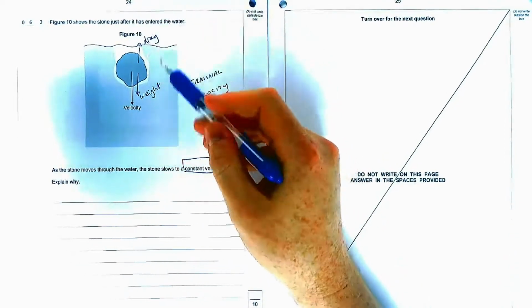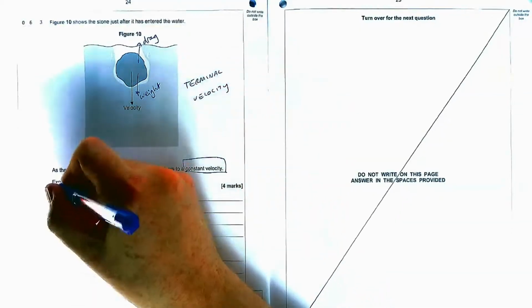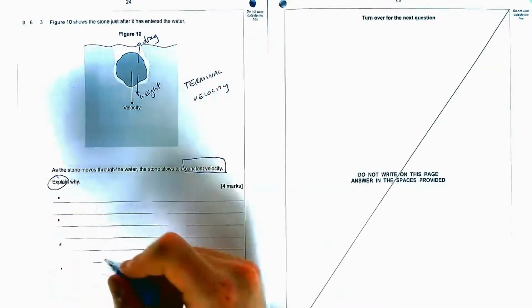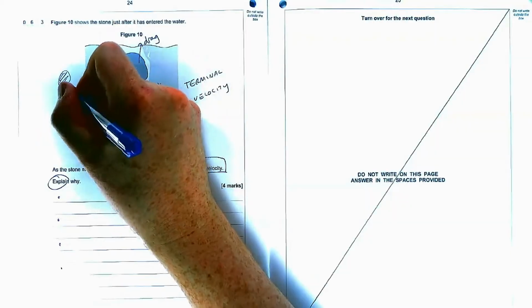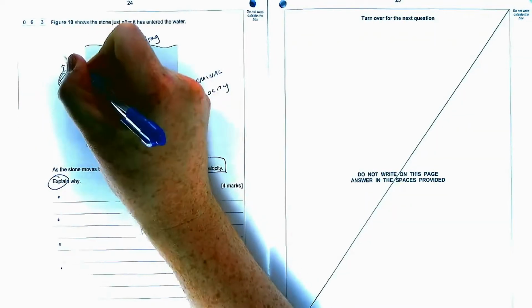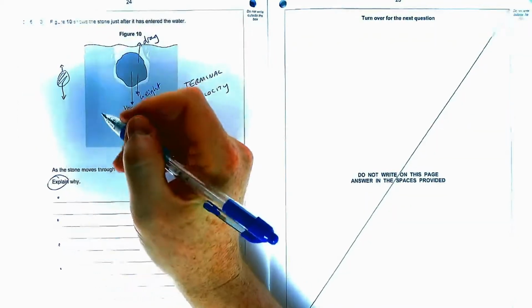So initially, weight is going to be bigger than drag. So essentially, it will accelerate. Okay, so we're going to talk about why it slows. Oh, beg your pardon. Sorry. The question only asks, I've just noticed now, the question says why does it slow to a constant velocity? Okay, so actually, we don't need to talk about anything else.